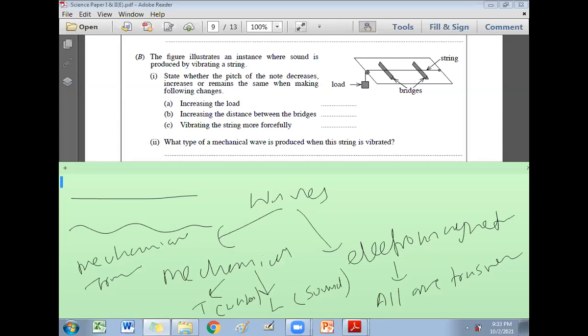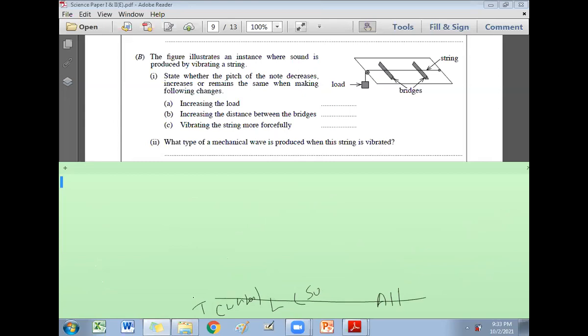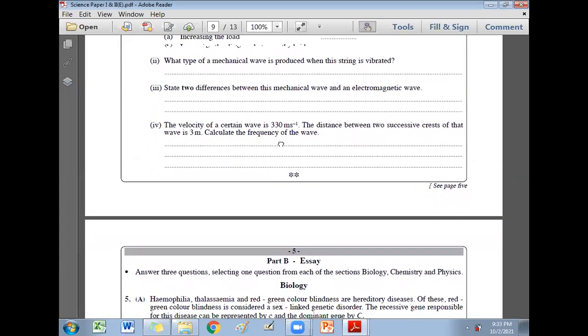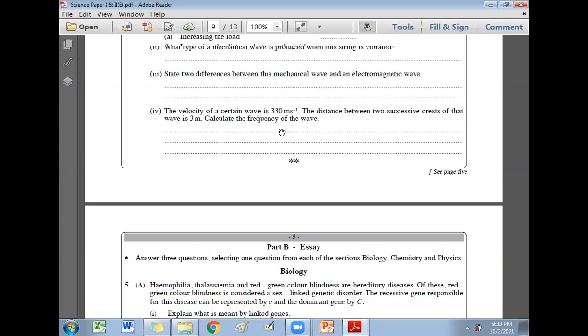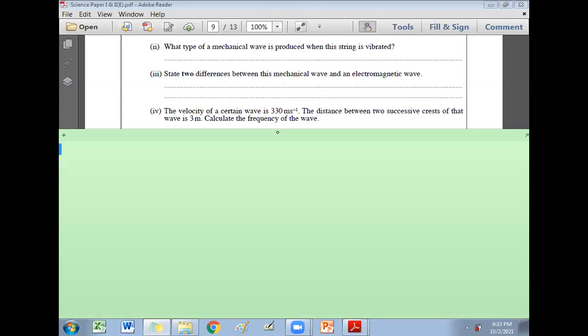Then let's move on to the next part. Part B2, I told the answer. Right. The next one. Number 3. Two differences between mechanical and electromagnetic waves. This is a very simple question. Even a very weak student can give the answer for this. Part 3.